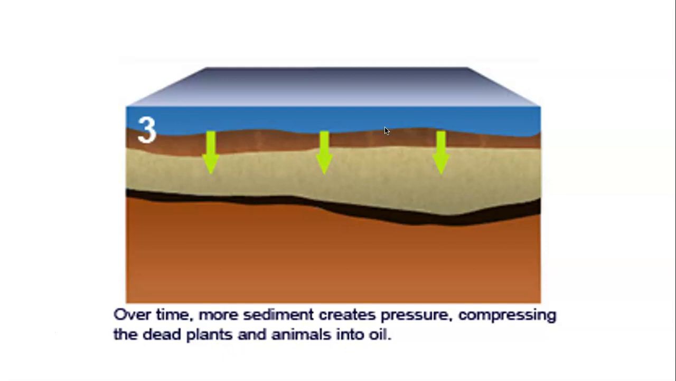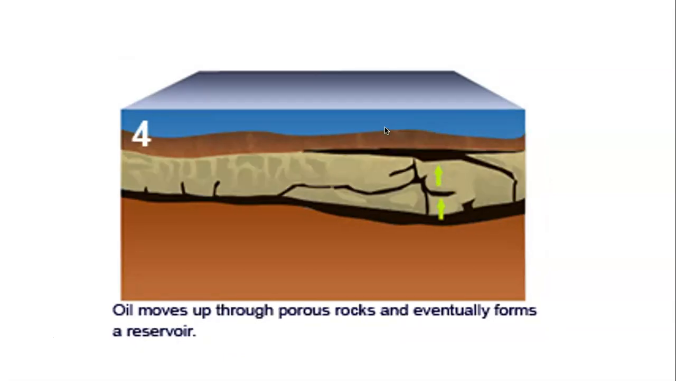If you know what oil is, that's what we use to burn, to run the things that we need to run. And then eventually the oil will move up through porous rocks and form a reservoir, which we then drill down into the earth to get fossil fuels to burn, okay?